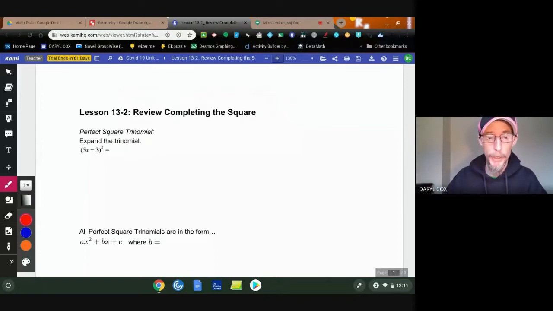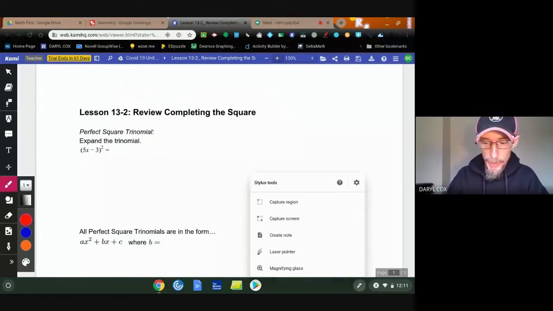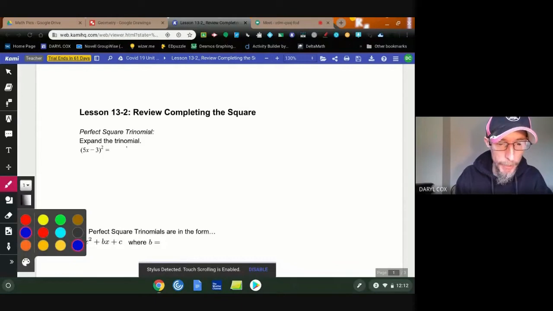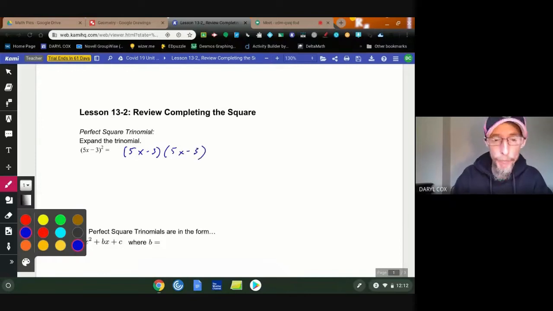What is a perfect square trinomial? Well, let's think about, first of all, squaring a binomial. So in this example here, we've got a binomial that is squared. Let's square that binomial. Go ahead and expand that and see what you get. Hopefully, as you were expanding that, you realized that you might have to rewrite this as 5x minus 3 times 5x minus 3, okay? And then FOIL that out.